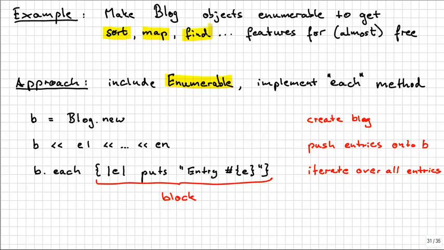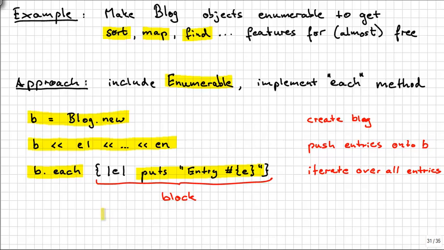So as an example, we would like to create a new blog and push a number of entries onto the blog. And then we would like to use the each method to iterate over the blog entries, so that for each entry we can execute some Ruby expression. Here I've just chosen to use puts to print out the corresponding entry.